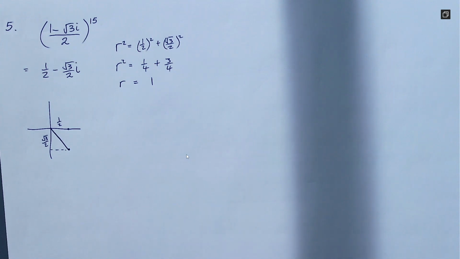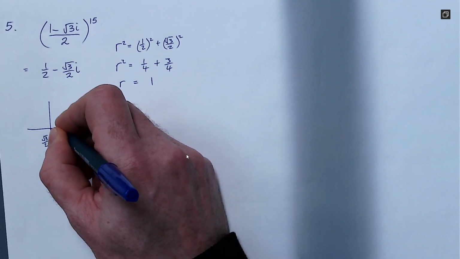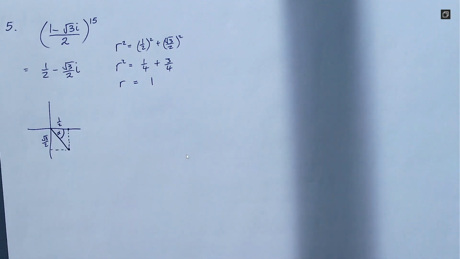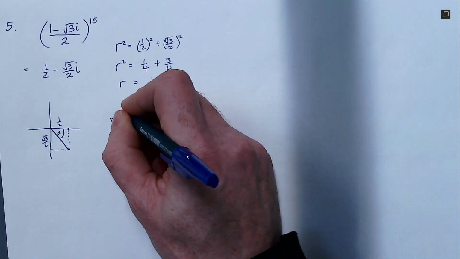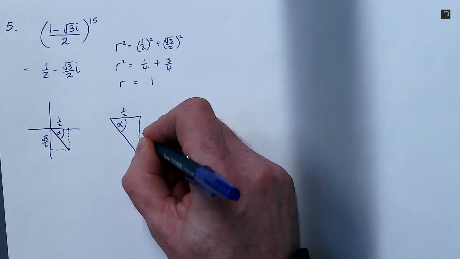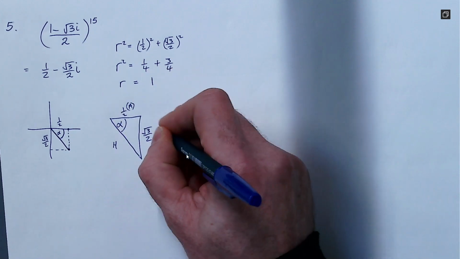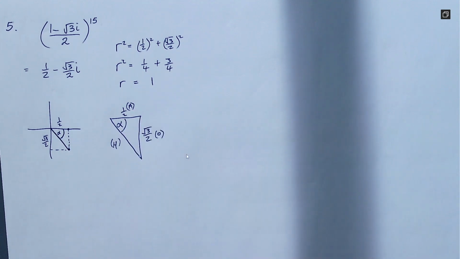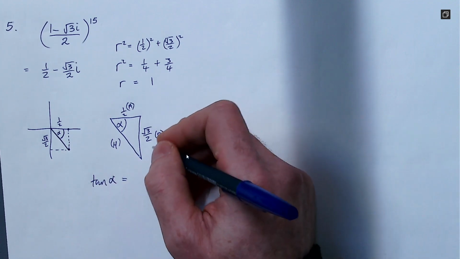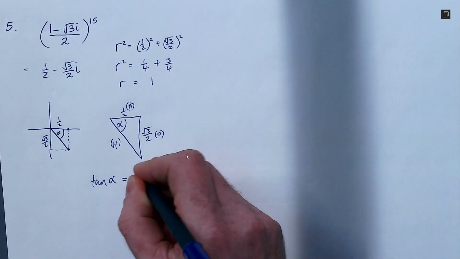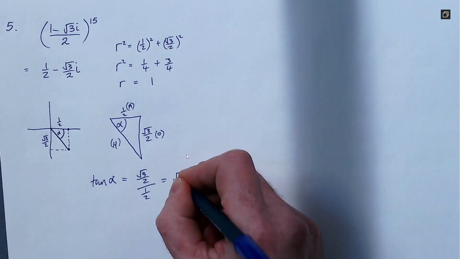Now, finding the angle. We use the triangle with the angle theta: tan theta equals the opposite over the adjacent, which is square root 3 over 1. So tan theta equals square root 3. The ratio is opposite over adjacent, and that gives us the angle.